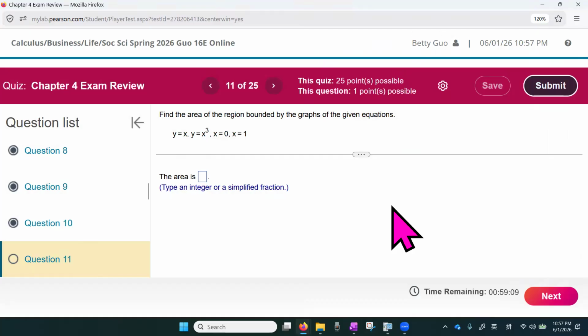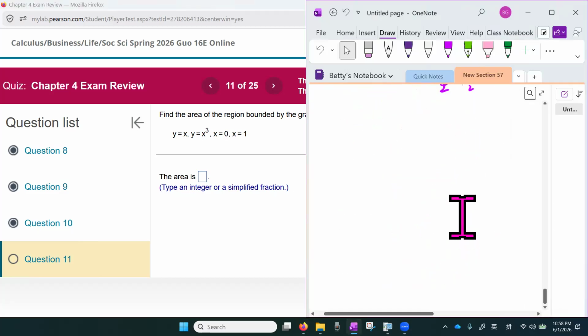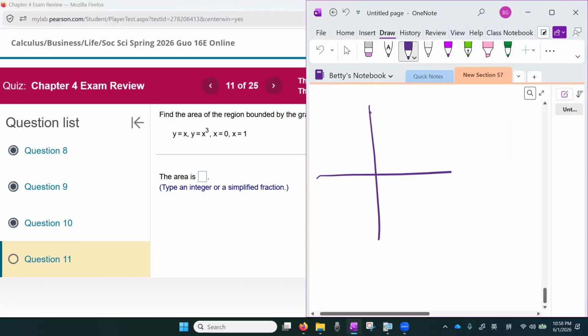Question number 11. Find the area of the region bounded by the graphs of the given equations. We have the cubing function y equals x cubed and a straight line y equals x. Let's graph the diagram. x cubed looks like that. y equals x looks like that.